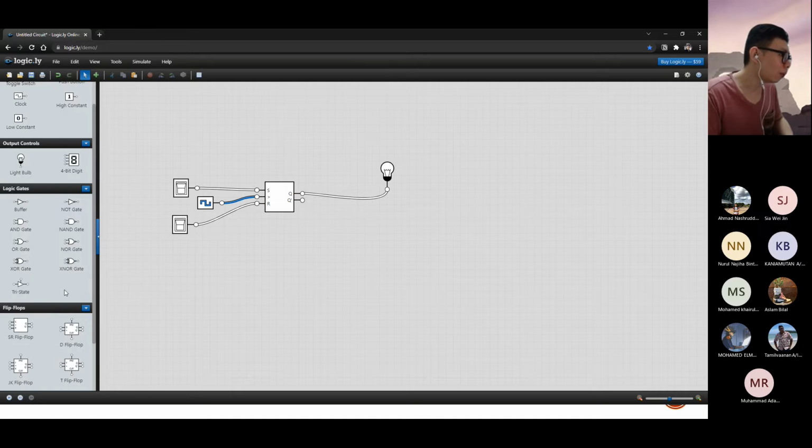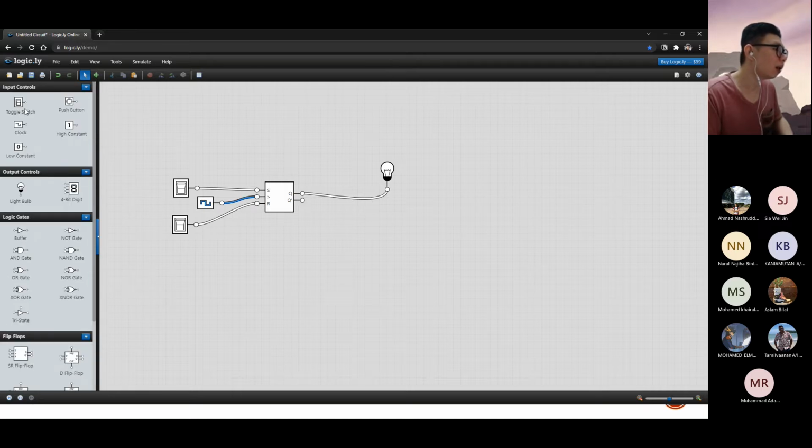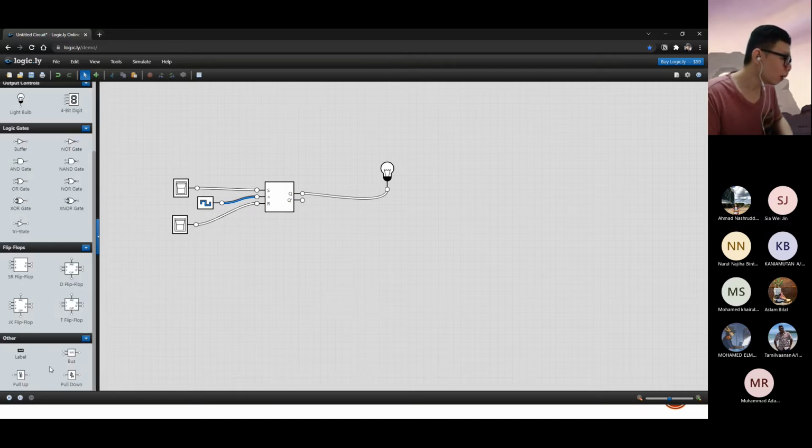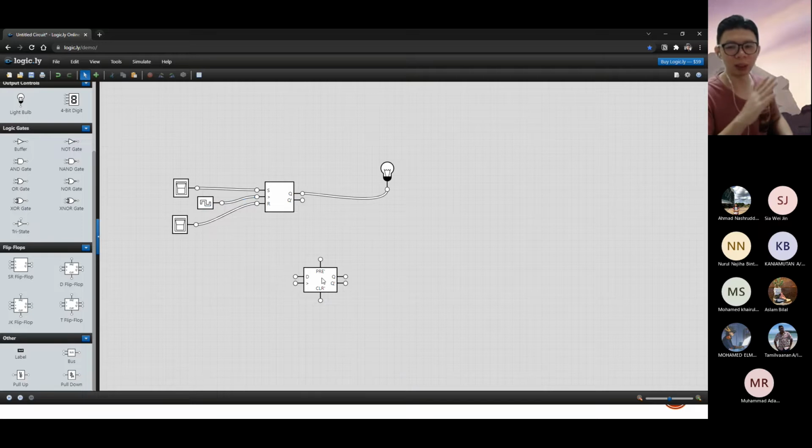So what other flip-flops do you have? I guess you can play around with this flip-flop over here. Okay, so you have this D. For this D flip-flop, take note that you have these two additional inputs, right? You have PRE. PRE stands for preset, and CLR stands for clear. So I want you guys to explore what this means. If you're in the lab, I think you guys also came across this preset and clear.